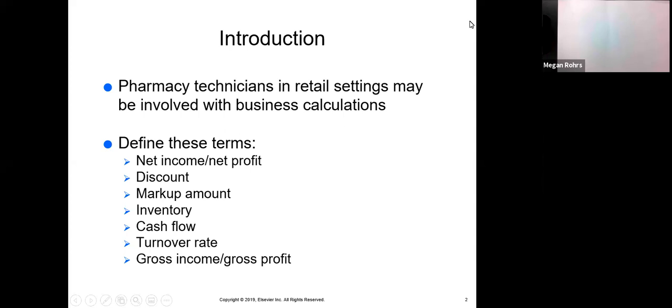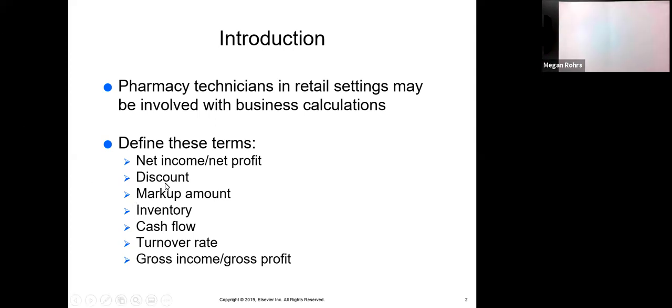So by the end of this lecture, you should be able to define all of these terms. So first we have net income, which is the same thing as net profit. So that's basically all of the money that the pharmacy is going to have or make at the end of the year or the end of the period, whatever we're discussing. And that's going to include all of the expenses being taken out as well.